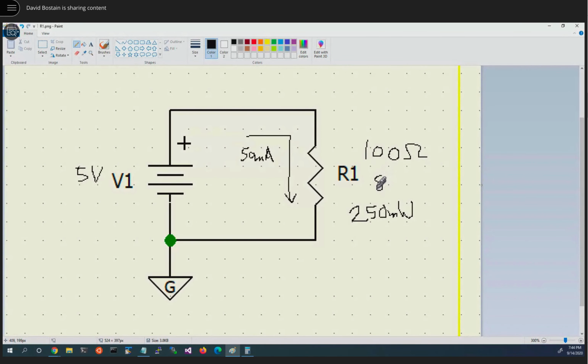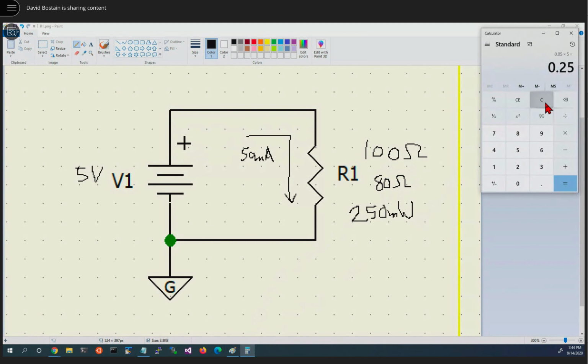This could have been as low as 80 ohms. So if this were 80 ohms, then we would have a voltage of 5 volts divided by 80 ohms. Our current would have been 0.63 or 63 milliamps, which when multiplied back times the voltage to get the wattage, would have been way over that 250, and our resistor would have gotten too hot and burned up. So that's why I went to the bigger wattage. Bigger makes it safer in this case.